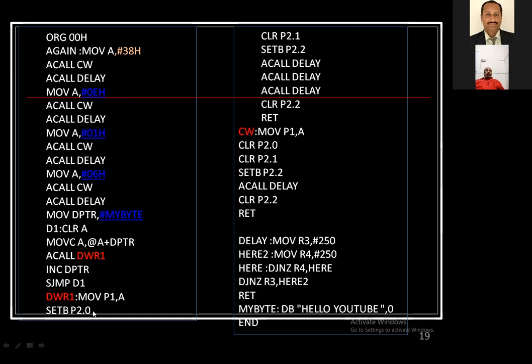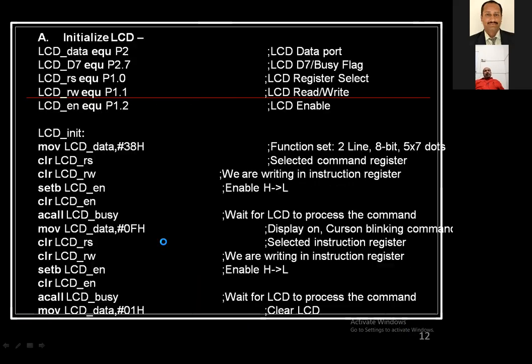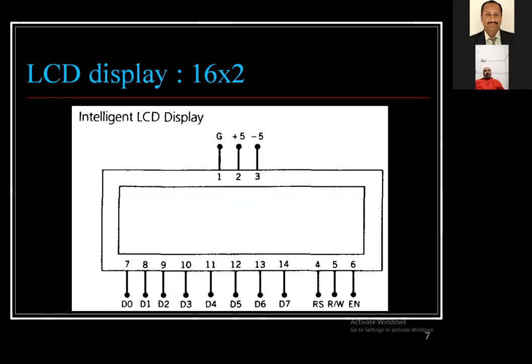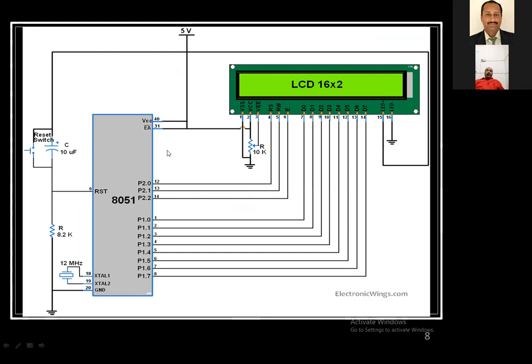SETB P2.0. Set means we know that it makes the bit 1. Which bit? P2.0. What is this P2.0? For that we just check out here. P2.0 is connected to this RS. So if it is set, it means 1. 1 means it is ready for transferring the data in this way.